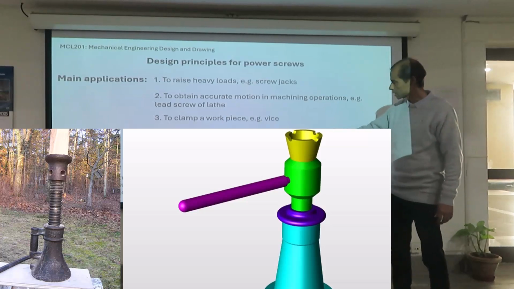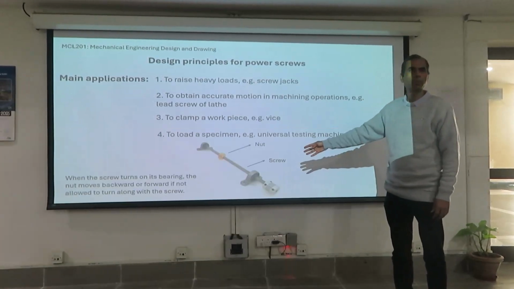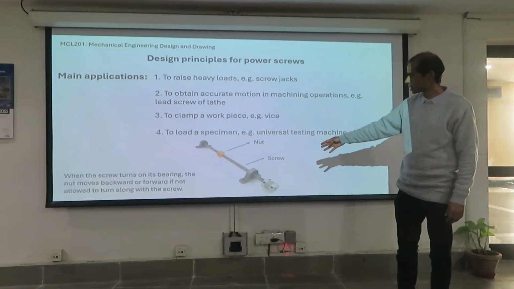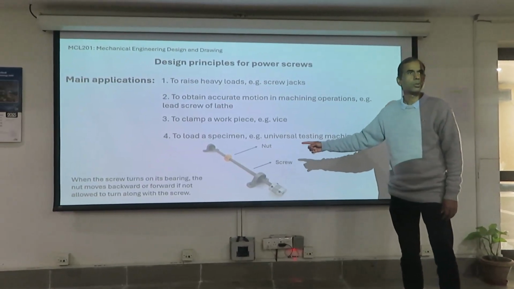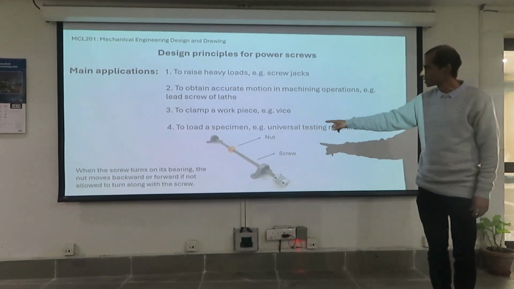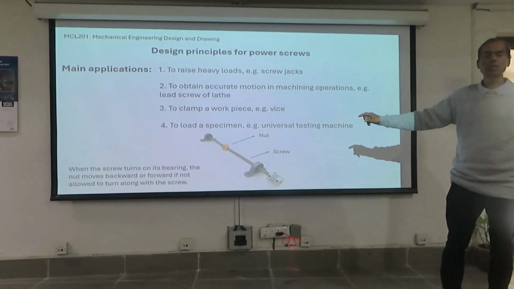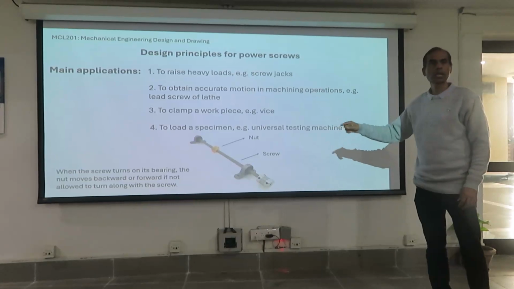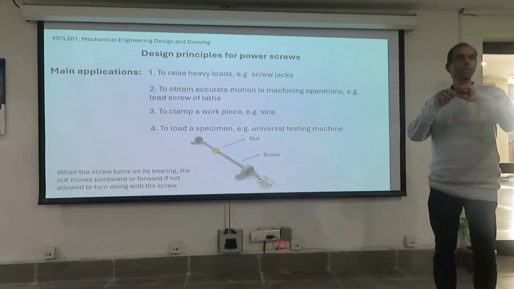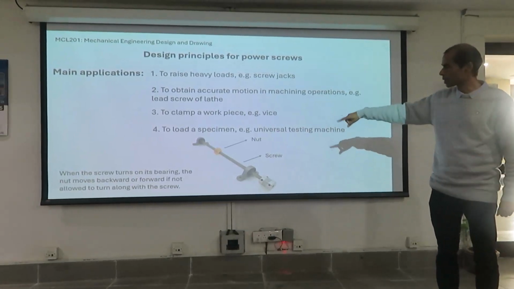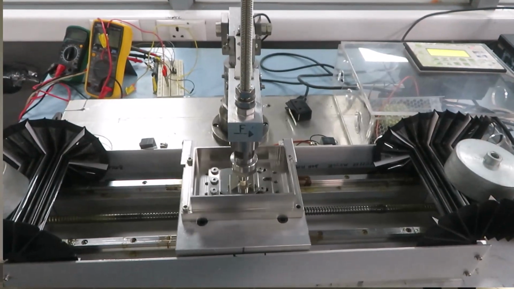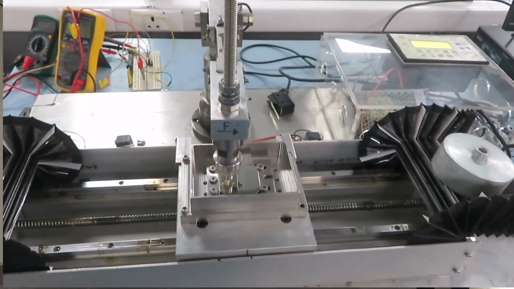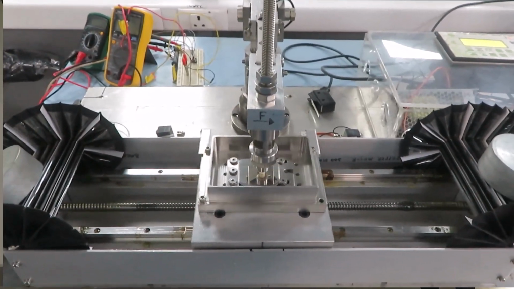So for example, this is one example of power screw here. So here, if you rotate the screw and if you restrict the rotation of the nut, then what will happen is, as it rotates, it will force the nut. So nut will go up or down. Okay. So you can imagine that you can use this as a force to do something.